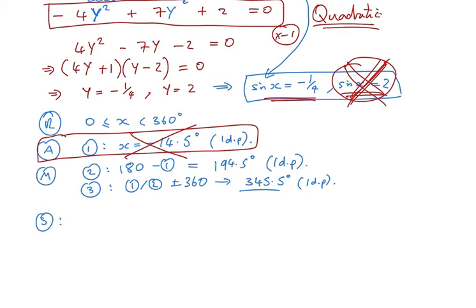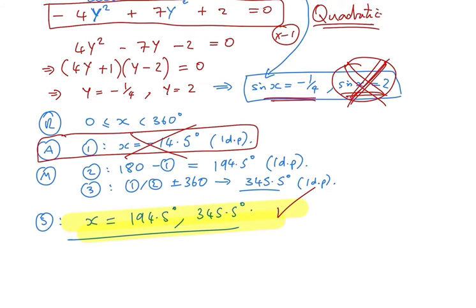Okay, so what are my solutions? My solutions are x equals 194.5 degrees and 345.5 degrees. And I've done the question. Finished. And highlight if you're feeling particularly helpful.